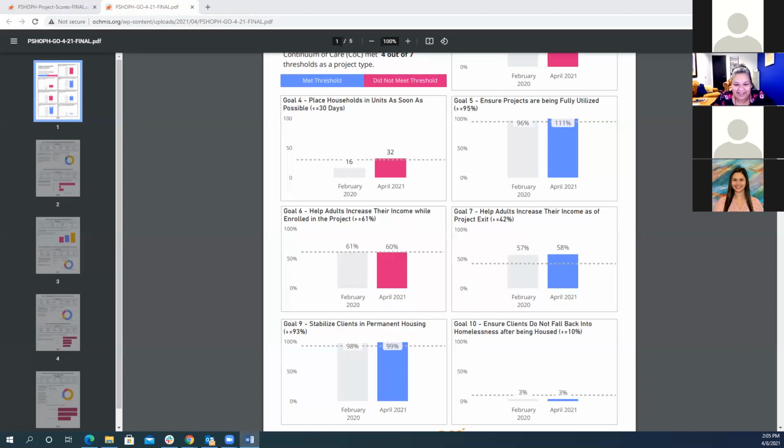The other one that they asked us to increase was returns to homelessness. So this is clients that exited to permanent housing and then later returned to the homeless system. We're currently at 10%, and we've done really well on this measure in the past. Only 3% have returned. So I'm thinking that we make the threshold a little more challenging at 7%. Any thoughts? Go for it.